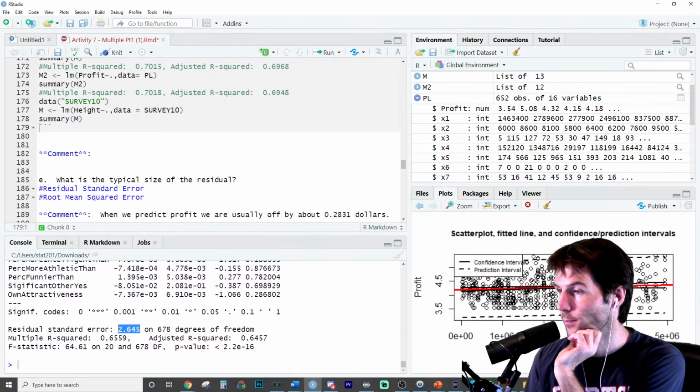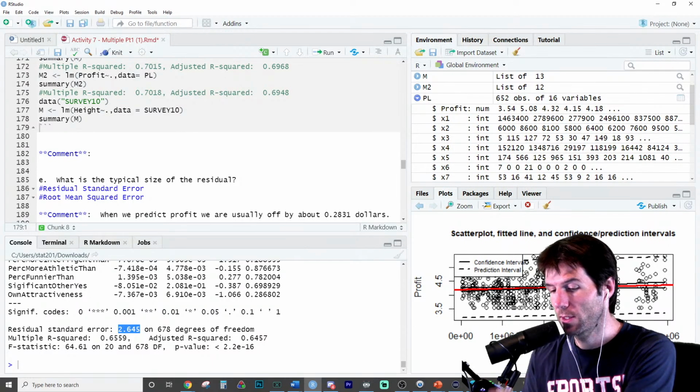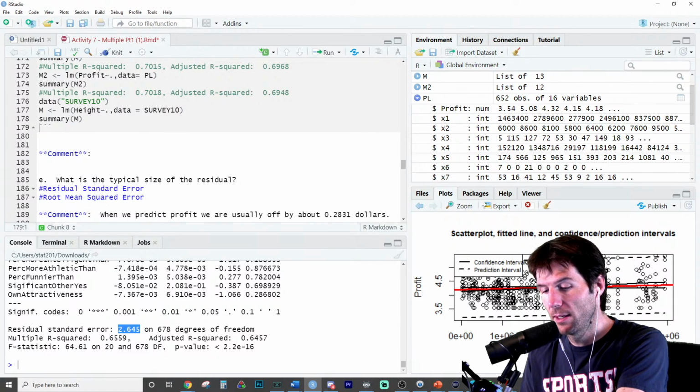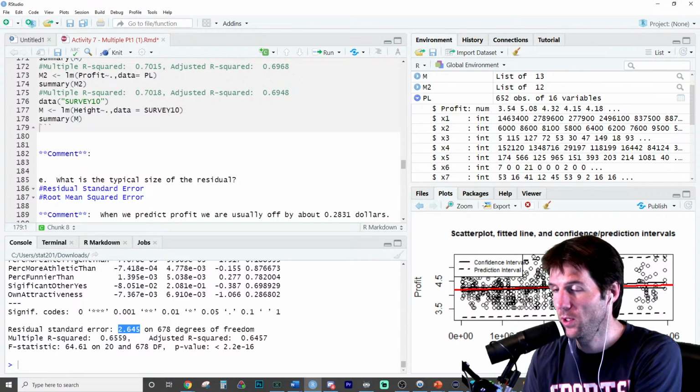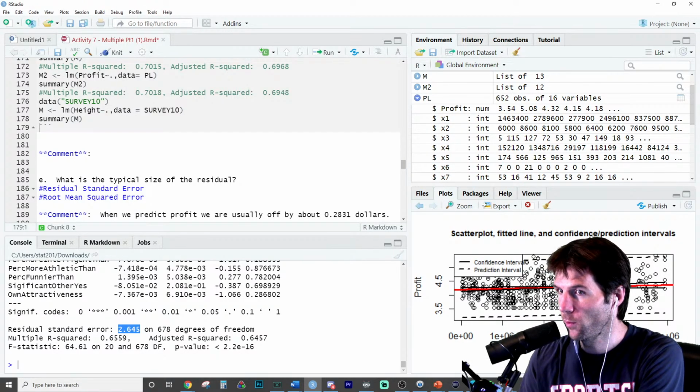Interpret that. Good practice right here. Take a moment, 100 points in the chat. Interpret the typical miss right there. Just look at the Y variable in my model. Remember, this is in units of the Y. You don't really need to know what all is in the model.